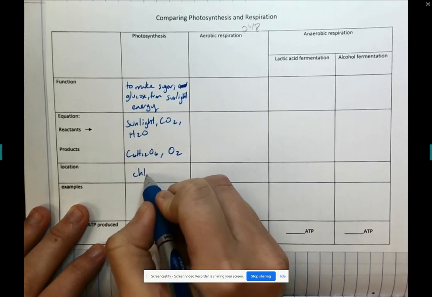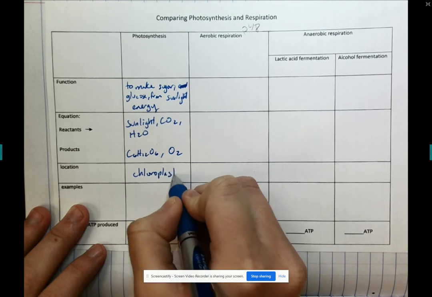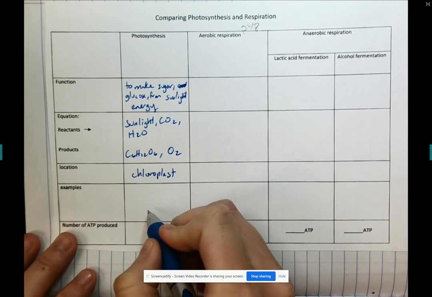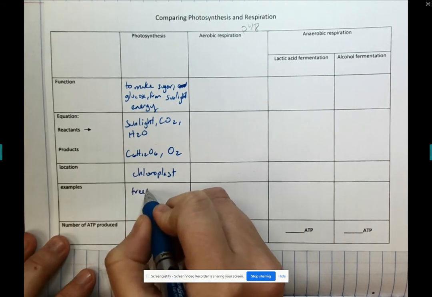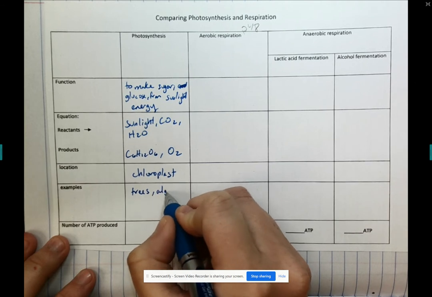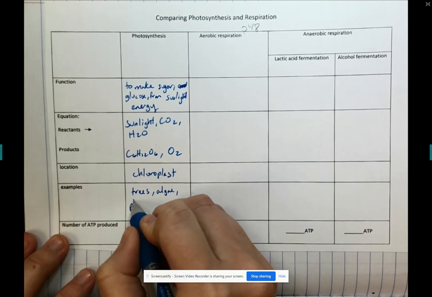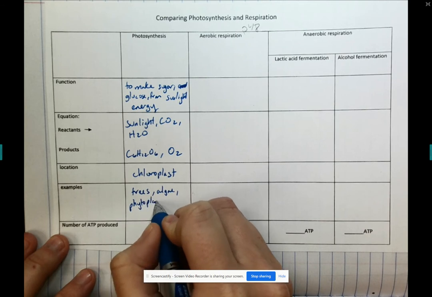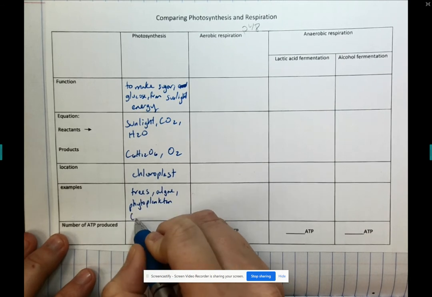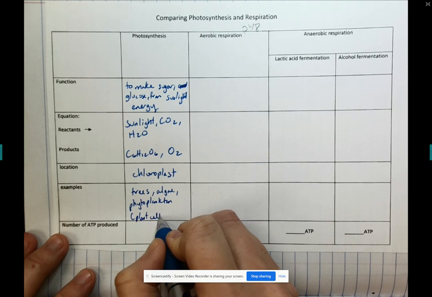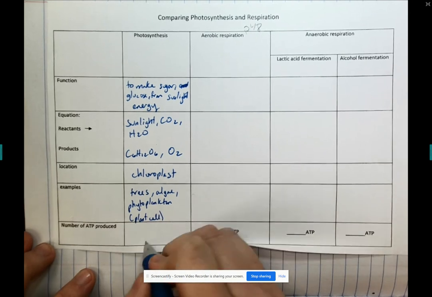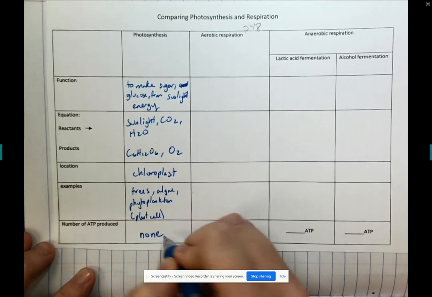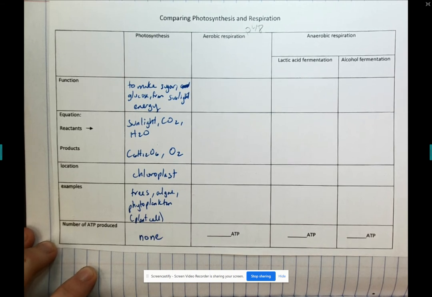Photosynthesis occurs in the chloroplast. Examples of things that do photosynthesis, right? We could really say trees, algae, phytoplankton, right? Anything that's going to have a plant cell or a chloroplast. As for the amount of ATP produced, that's none, right? I didn't make any ATP. All we made was glucose sugar.